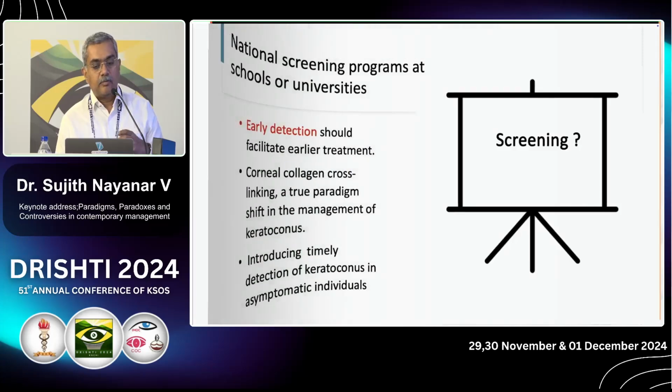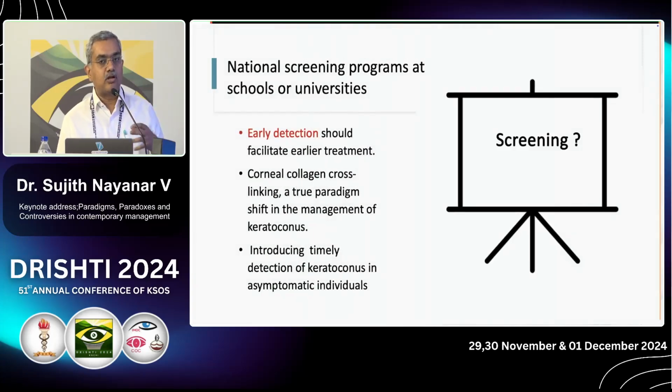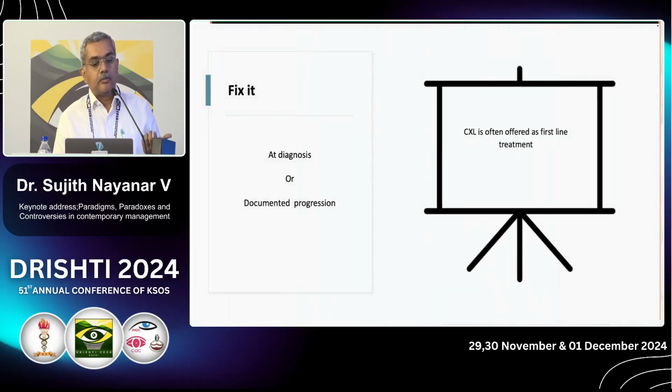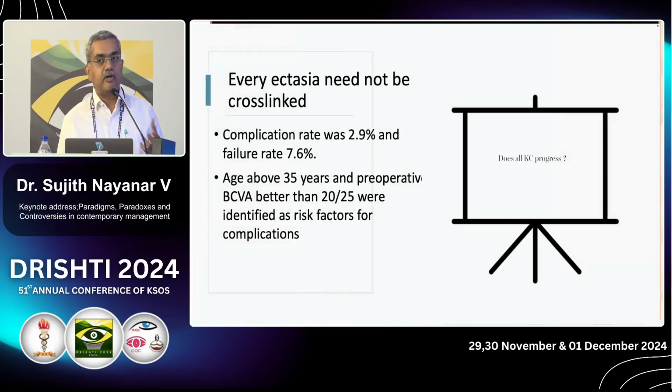But is it anyway important that we do all these preclinical tests to identify keratoconus? Are we going to treat a preclinical patient? That is the question. Is there any need for screening like what we do in glaucoma? If we identify it, are we going to treat it or are we going to document the progression? We very well know that every ectasia need not be cross-linked. Some of them may not progress at all. And cross-linking, a paradigm shift in the treatment, has its own set of complications and failure rate also. So it cannot be given to all those who have been diagnosed as keratoconus.